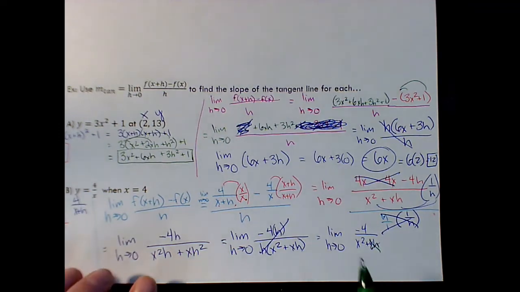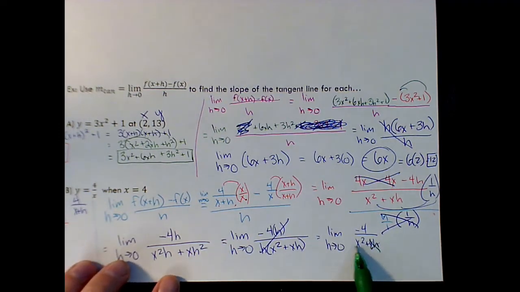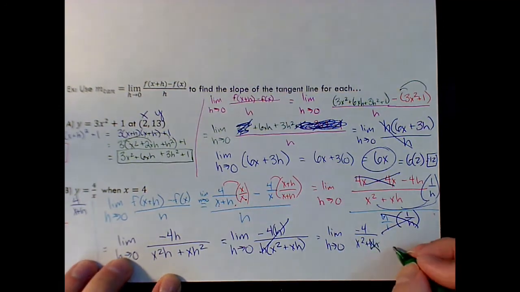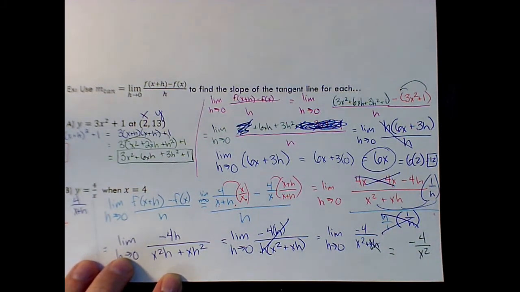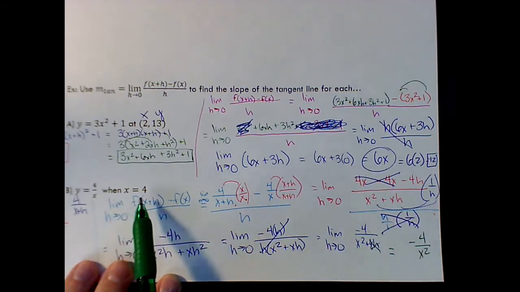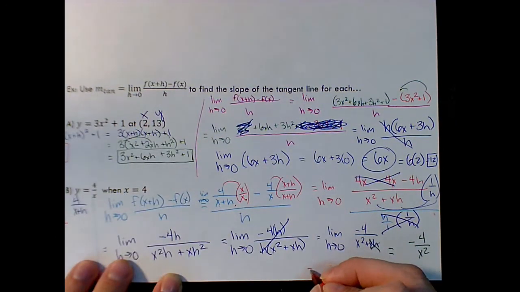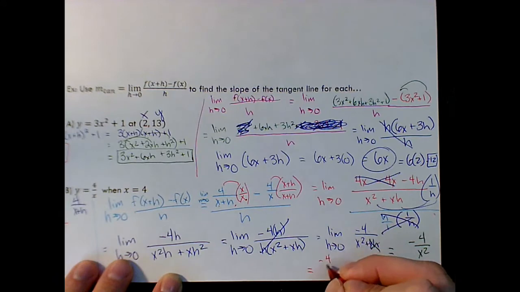All right, limit as h approaches 0. I can't plug 0 in up here because there's no h. I can't plug 0 in there because there's no h. And if I plug 0 in there, the xh cancels out, becomes 0. So in the end, I get negative 4 over x squared. Am I done yet? Nope. I'm supposed to plug in 4 for x. So right here at the very bottom, I'm just going to squeeze that in. Negative 4 over 4 squared.